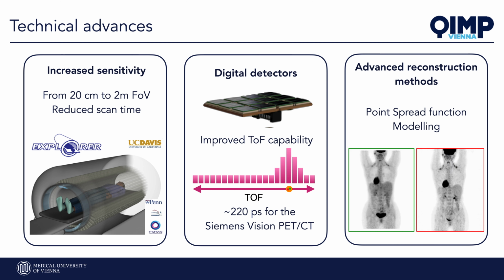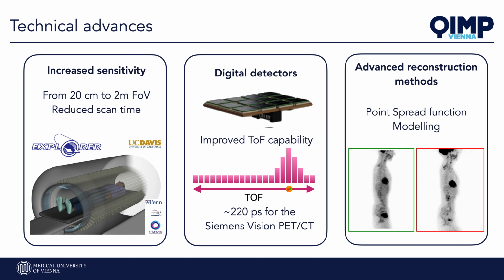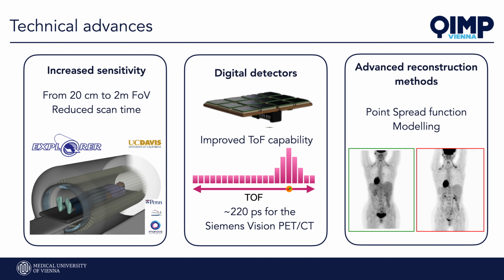In this way, it's possible to acquire a PET image of the entire body in way less time, reducing scan time, and obviously having a way higher sensitivity, leading to better image quality. On the other hand, due to the new digital detectors using silicon photomultipliers, we have a much better time of flight resolution. For example, for one of the new Siemens scanners, the Vision PET-CT, we have a time of flight resolution of around 220 picoseconds.